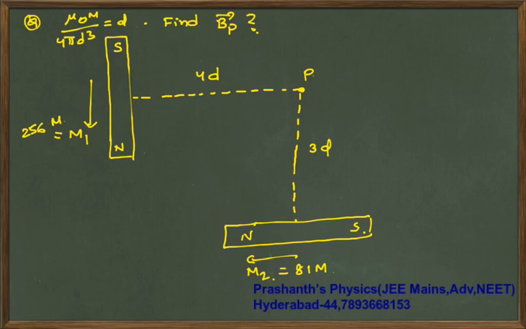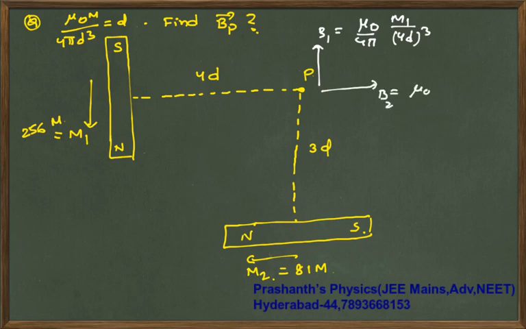Now let's continue. So the answer to this question is, because of the first one, your magnetic field is B1 equal to, it is on the equatorial line, so mu naught by 4 pi into m1 by, what is the distance? 4d, it is 4d whole cube. For the first magnet it is on the equatorial line. For the second magnet also it is on the equatorial line. Your B2 is mu naught by 4 pi into m2 by 3d whole cube.